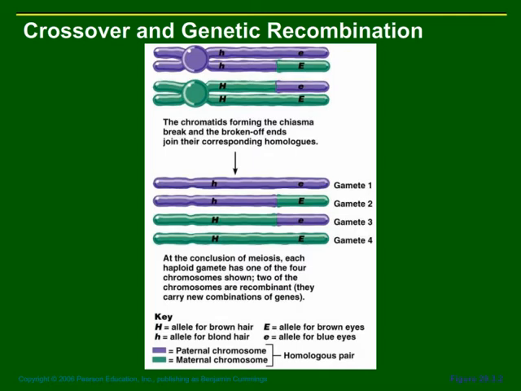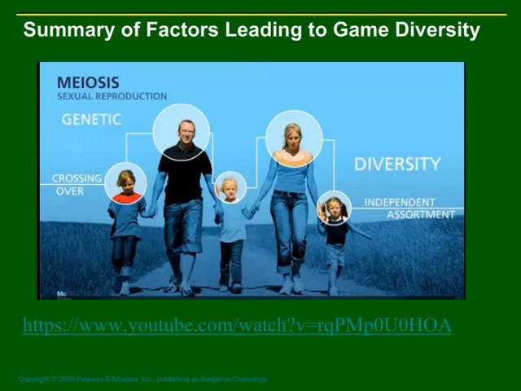So in summary, you should remember that there are three factors that determine the genetic diversity of gamete production. These include crossing over, independent assortment, and also random fertilization. If you still don't understand how these concepts work, click on the link below to review the process of meiosis and learn how these three processes increase the amount of genetic variation among offspring and siblings.